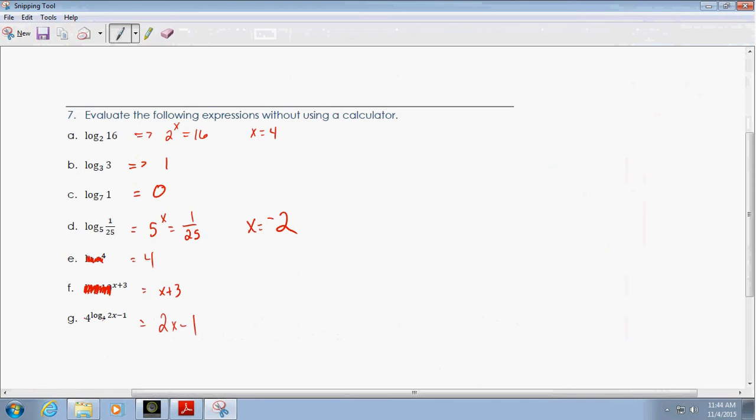Okay? And why can't you do that to f? Because it's common log, which is base 10. It's not stated, but it's understood that that log is base 10. Same way with e, natural log is base e, so you cancel out the e and the e. Okay? Any questions on those?